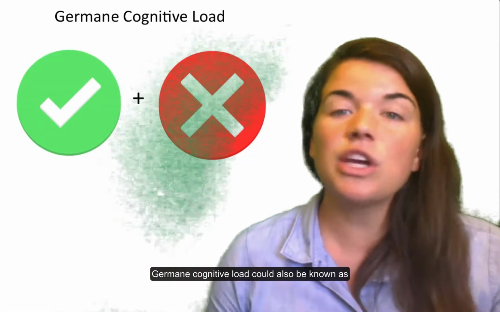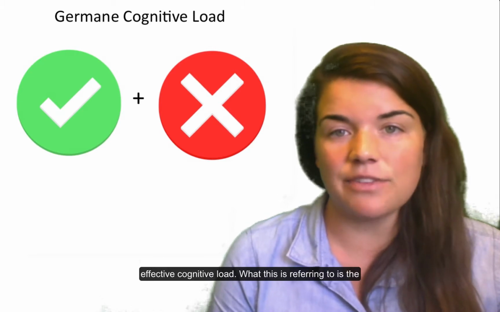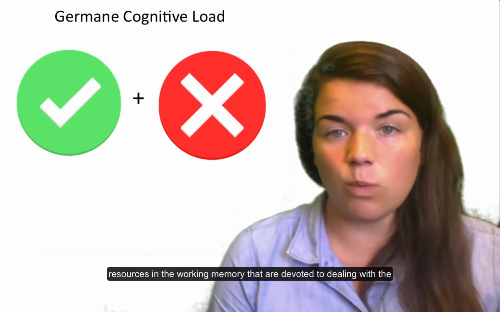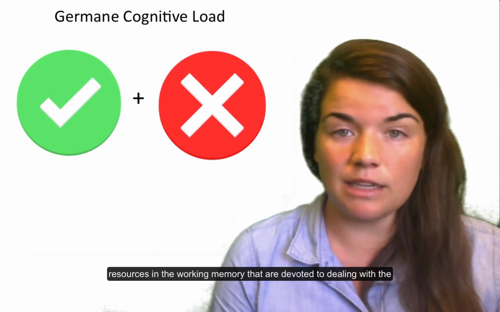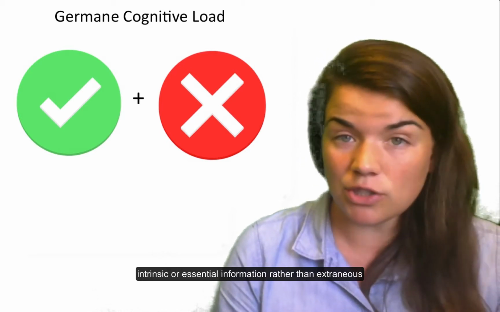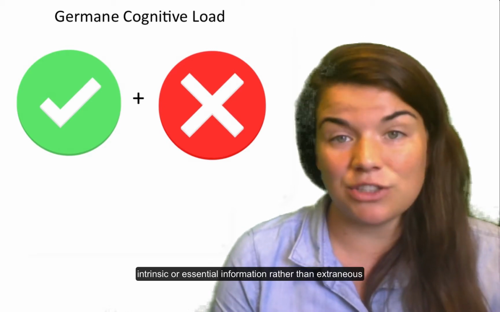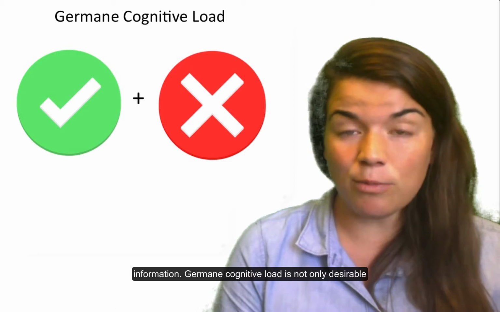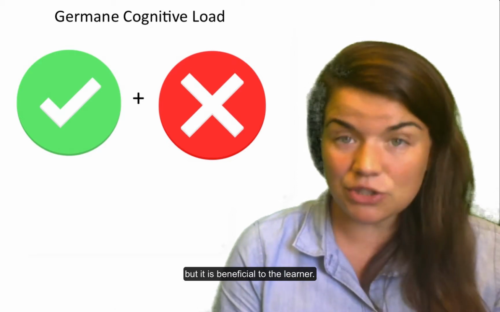Germane cognitive load could also be known as effective cognitive load. What this is referring to is the resources in the working memory that are devoted to dealing with the intrinsic or essential information rather than extraneous information. Germane cognitive load is not only desirable, but it is beneficial to the learner.